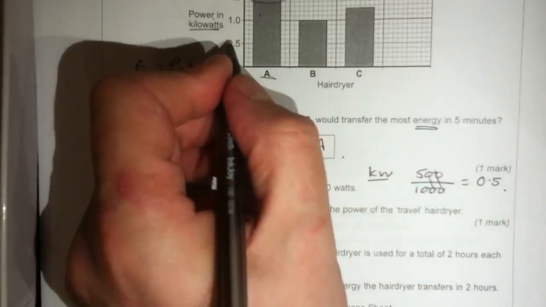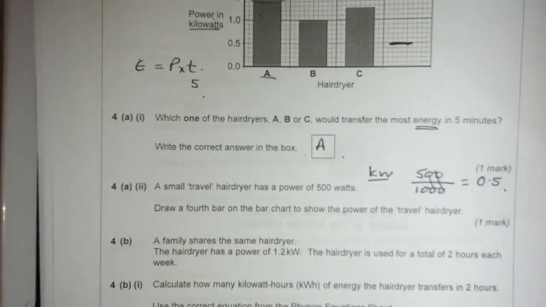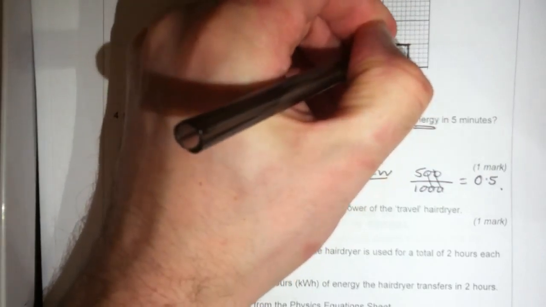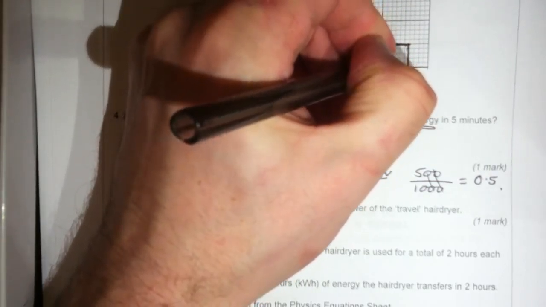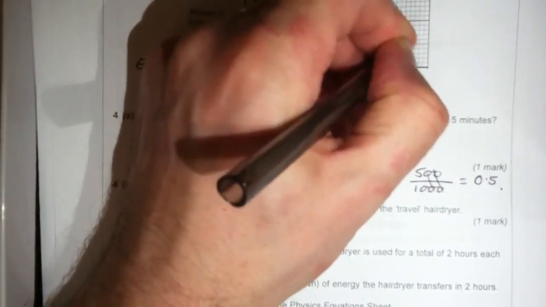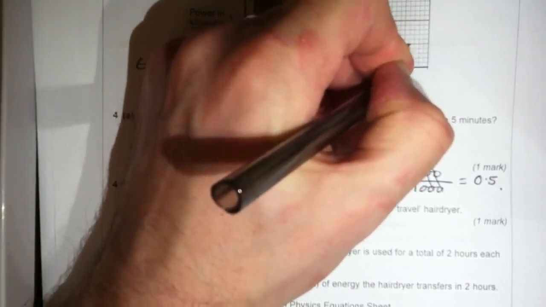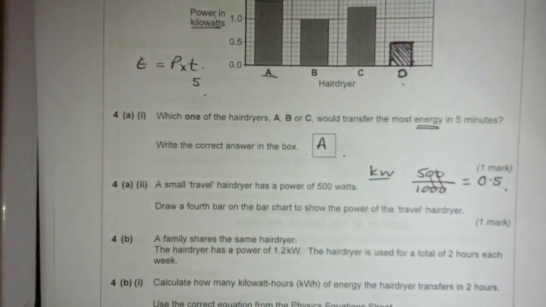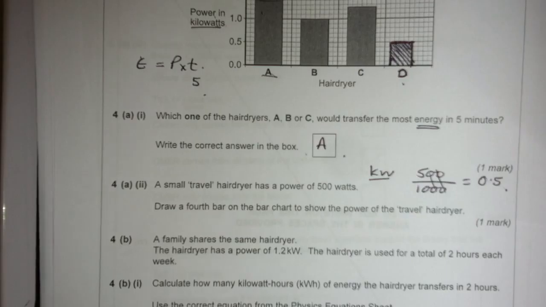So if we go here, we'd need to draw a line going across with a ruler. It doesn't matter if the bar is exactly the same size. I would quickly shade that in and add a D so that we're clear, and that would be sufficient for 1 mark.